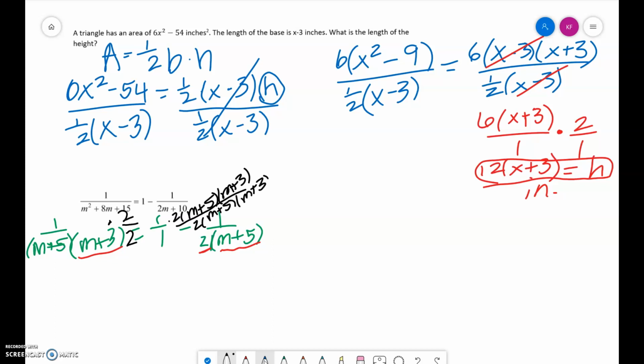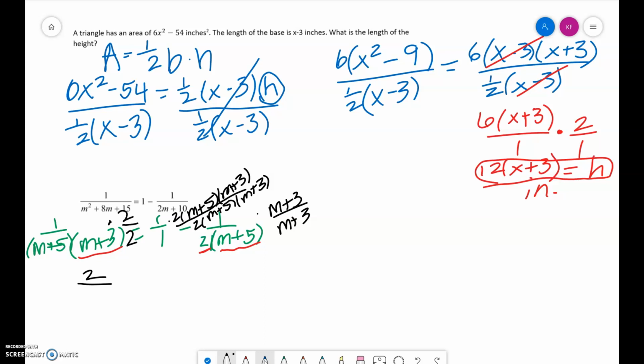And I'm leaving it in that factored form. And last, our minus 1 over 2 times m plus 5, that's missing the m plus 3 factor, so that's what it needs to be multiplied by. Okay, so what we are going to do is now multiply all 3 of these terms.